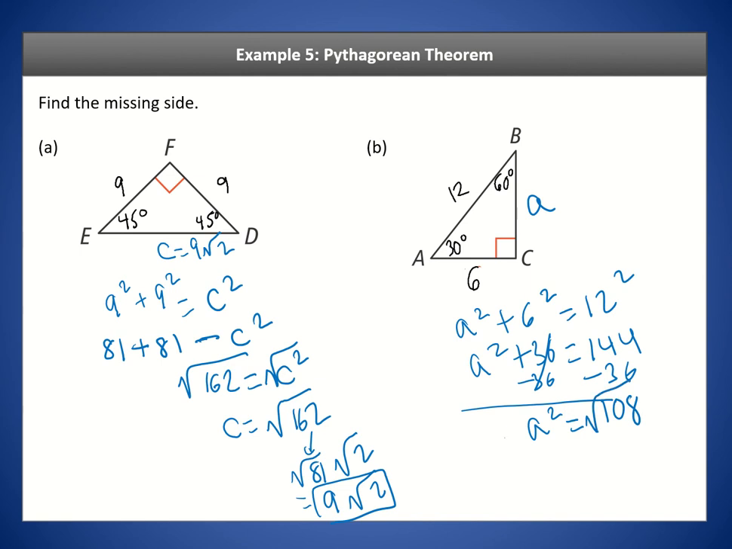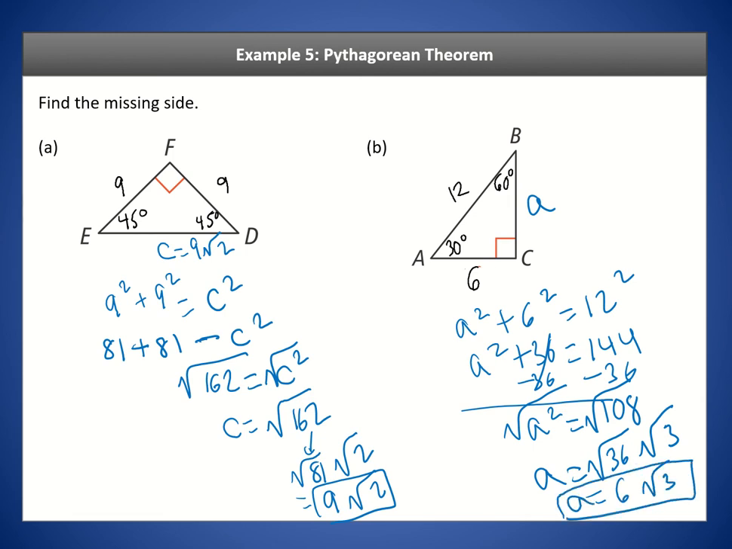And then we'll take the square root of both sides. We'll split up the square root of 108. So 108 is divisible by 36. So we can split out 108 into 36 and 3. And I use 36 because that's a perfect square. Square root of 36 is 6. So we got A is 6 times the square root of 3.